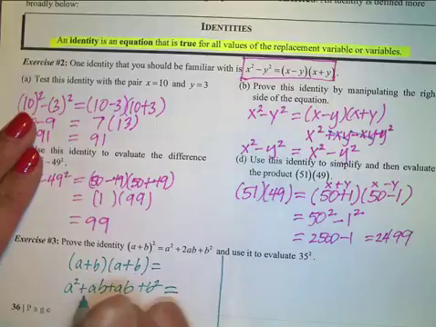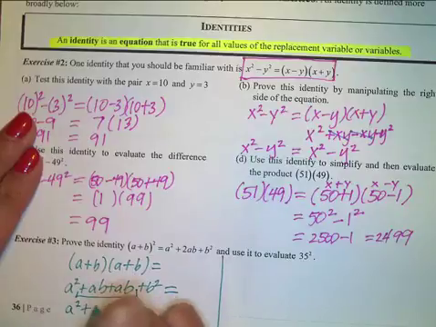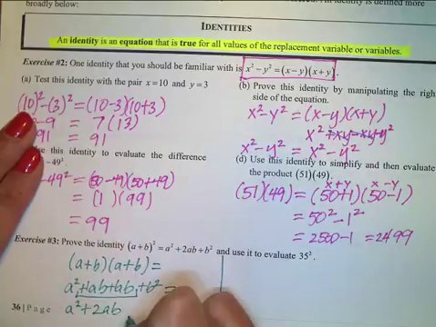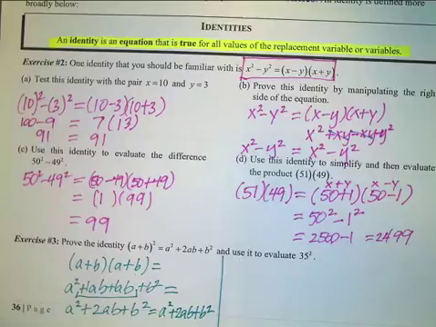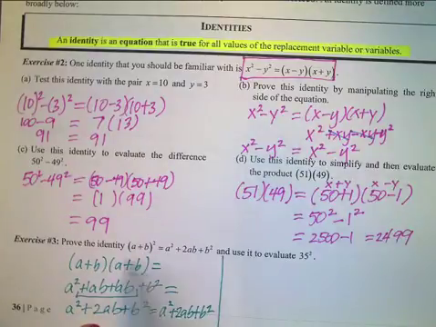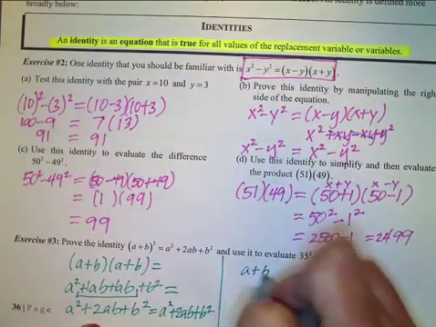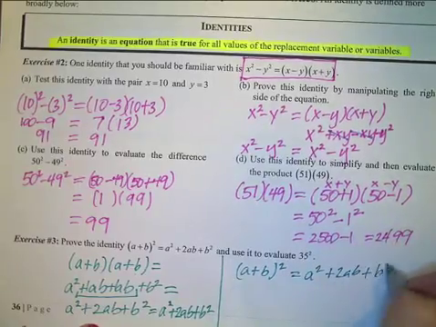Combine your like terms, so notice these two in the middle can be added together. So I have a squared plus two of them, so 2ab, remember there's a 1 here and a 1 here, plus b squared. Does it equal a squared plus 2ab plus b squared? So I'm good to go. So how am I going to use that to evaluate 35 squared? Well, 35 is this number in parentheses. So (a plus b) squared equals a squared plus 2ab plus b squared.